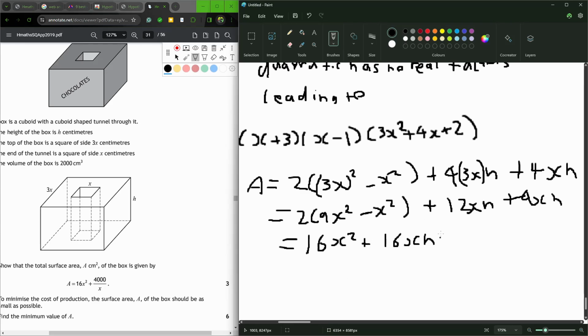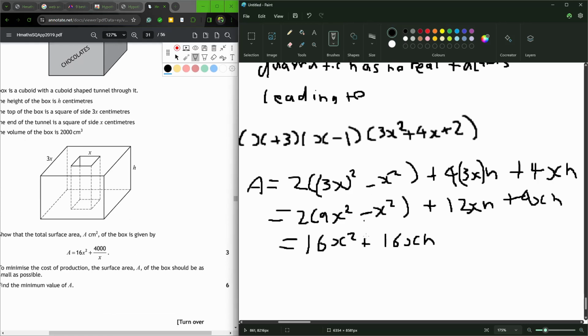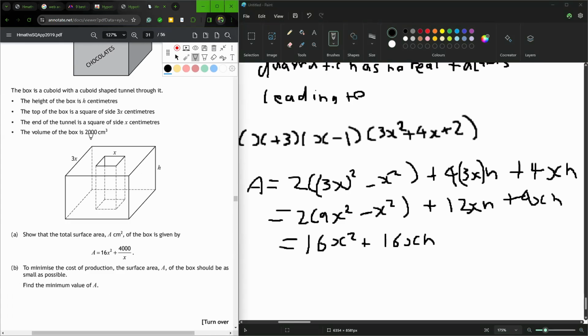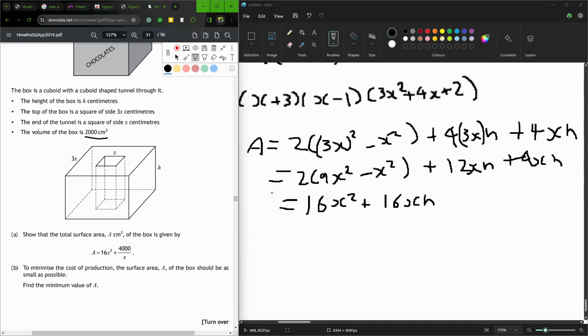Whew, and we're not even done yet, I'm sorry. Look at this, we've got the start of the equation, but then we need to get 4,000x. How did we get that? Well, the volume of the box is 2,000 cubic centimeters, right? So that means we get to write another equation.